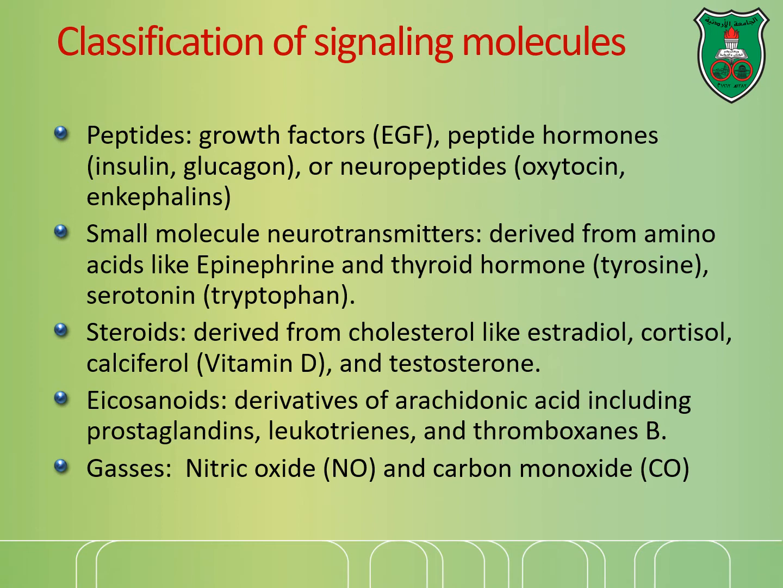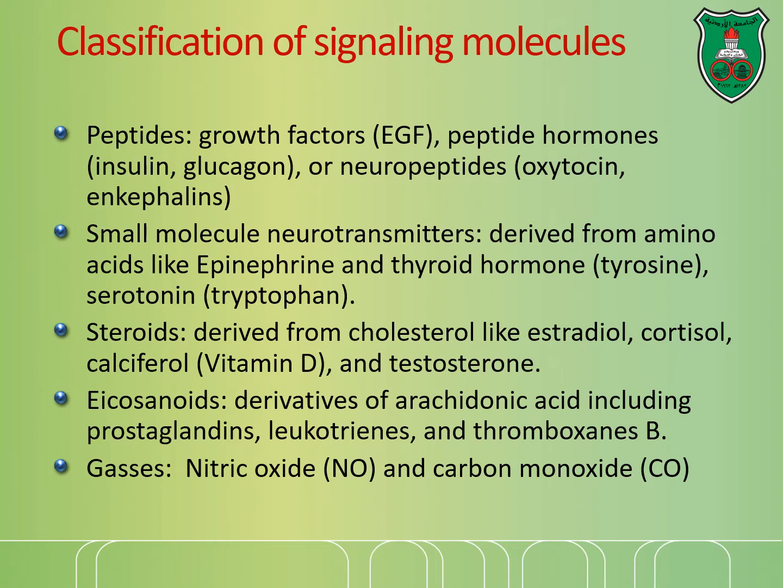Now, there are also small molecule neurotransmitters. These are mainly derived from amino acids, like epinephrine and thyroid hormone. So thyroid hormone is derived from tyrosine, epinephrine as well, and tryptophan is the precursor for serotonin. You will learn about these next year in the neuroscience module, inshallah.